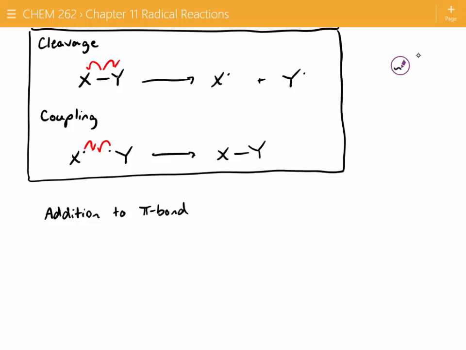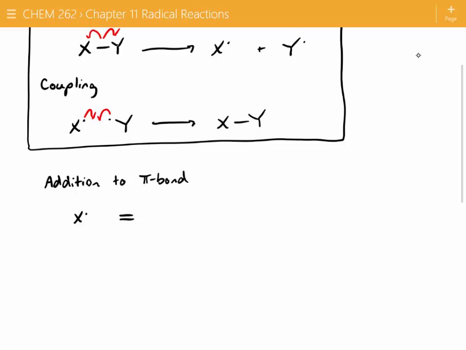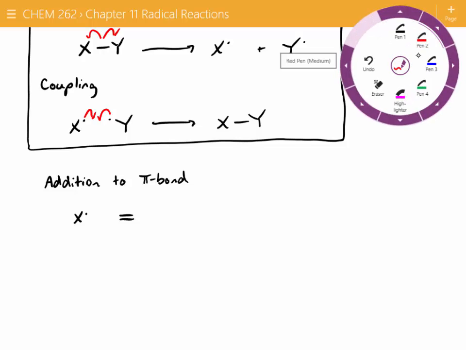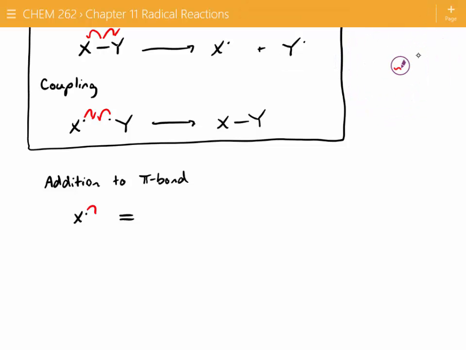So imagine we've got some sort of radical X, so X dot, and we've got a pi bond. And I'm just going to label that as a normal old-fashioned pi bond. We can have one electron come down from the radical and another electron come over from that pi bond, and we can form a new covalent bond. The other electron from that pi bond will get dumped over to the carbon on the opposite side.